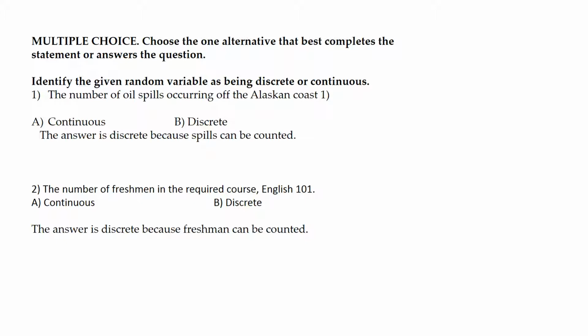Question 1. The number of oil spills occurring off the Alaskan coast. This is discrete because spills can be counted. Question 2. The number of freshmen in the required English 101 course. Freshmen can be counted. It is discrete. The height of a randomly selected student. This is continuous. Height can't be counted.